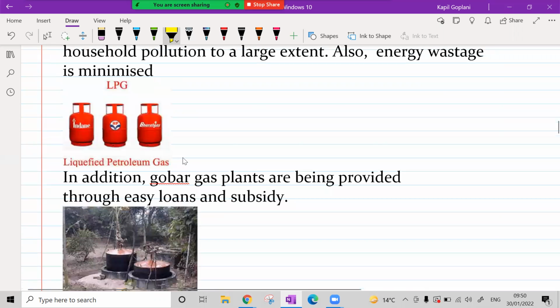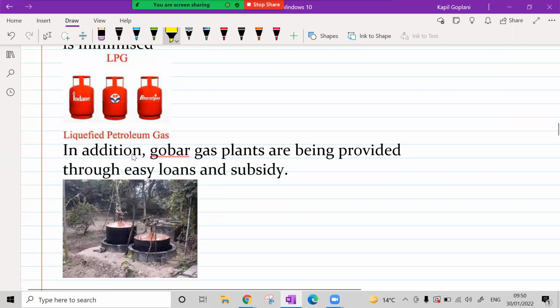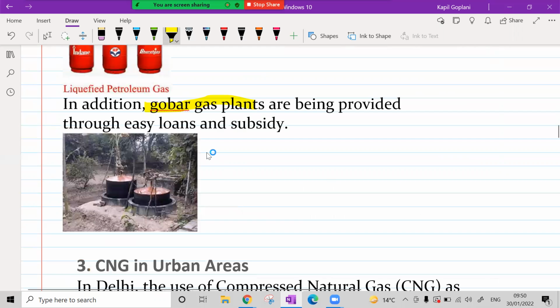Additionally, beta, rural areas are installing gobar gas plants. What is this gobar gas plant? This plant works on the waste generated by their cattle. That is the overall process. If possible, I will show you a video and post it, showing how gobar gas plants work.